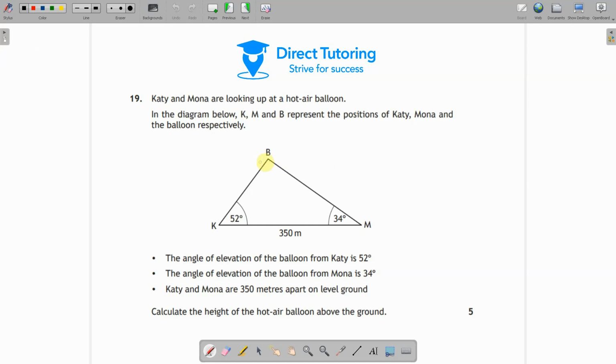Now, if we draw a line as straight as I possibly can from the balloon all the way down to the bottom, that is the height we are trying to find. In doing so, what we have done is created two right-angled triangles, and either one is acceptable to use. So we're going to use trig in order to solve this. So it's either going to be the sine rule or the cosine rule. Now, it is worth 5 marks, so there is going to be a fair amount of work involved.